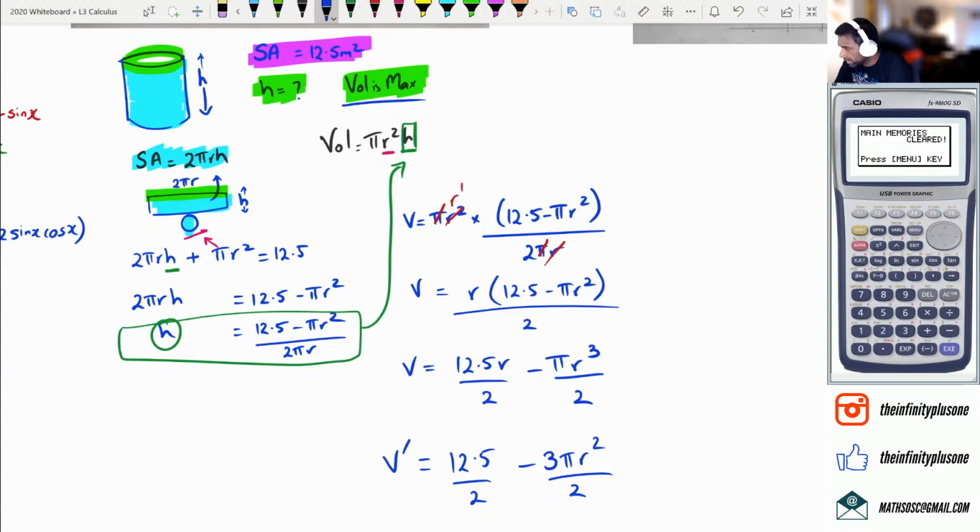Can't you cancel the pi in the brackets, meant r? No, because that's inside the bracket. We're only canceling items outside the bracket. Because remember, this is the same thing as saying pi r squared multiplied by 12.5 minus pi r squared over 2 pi r. So I'm just canceling that and that to 1 like this. So I'm not touching anything inside the bracket.